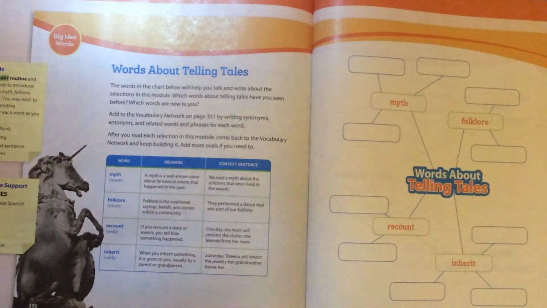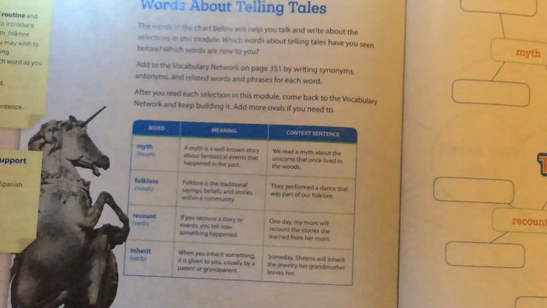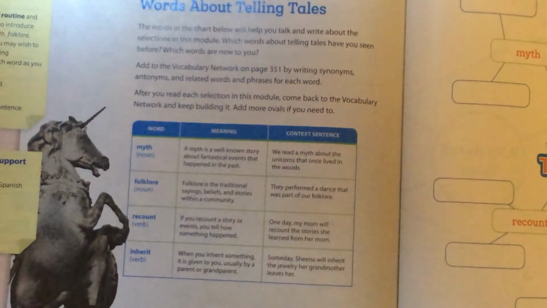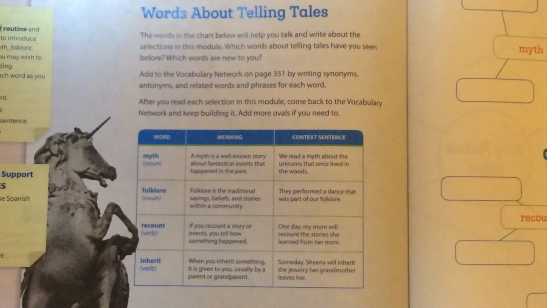The word myth. It's a noun. And let me just zoom into this one. It's a noun, and on the word myth, you're gonna know it's a well-known story about fantastical events that happened in the past. We read a myth about the unicorns that once lived in the woods.